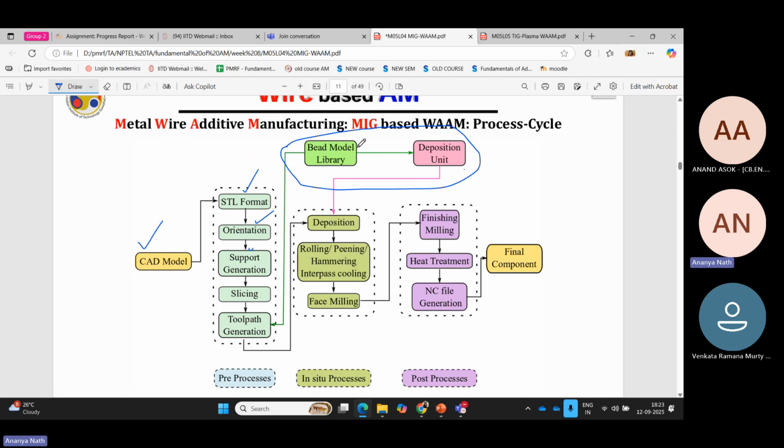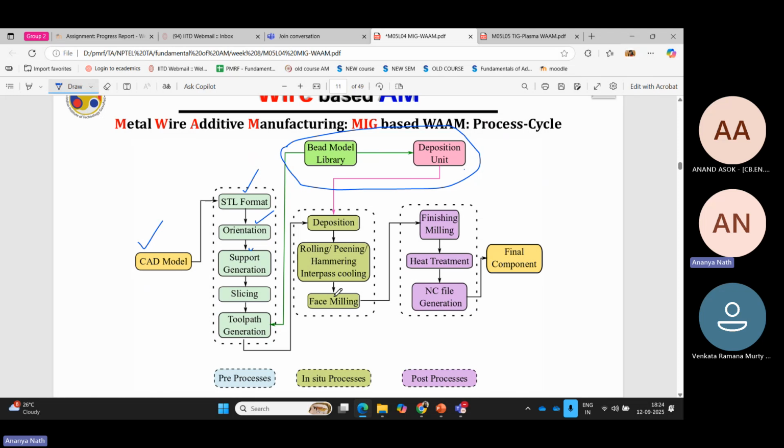Maybe your part will have some porosity, but it will get printed with an okay parameter or a bad parameter as well. After deposition: rolling, peening, hammering, interpass cooling, then face milling. So what are these? These are the post processing.